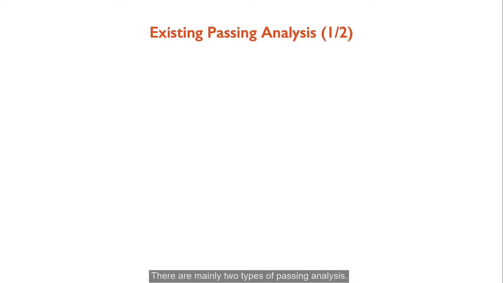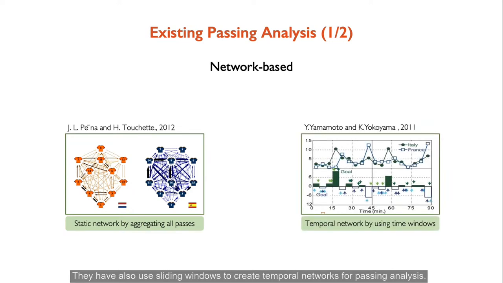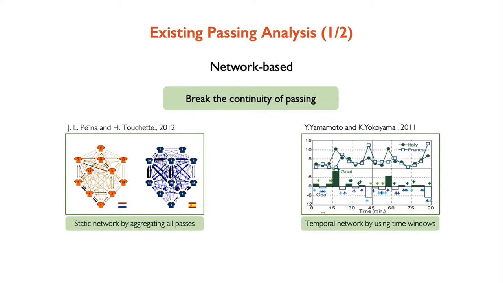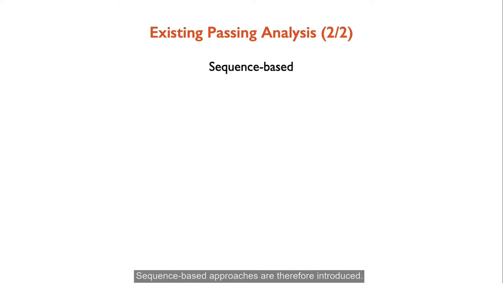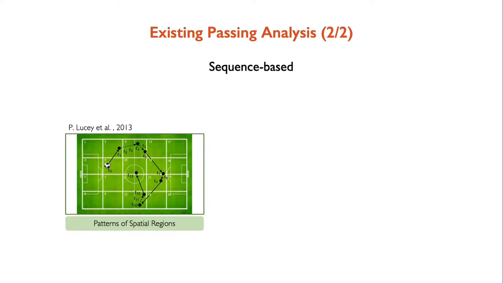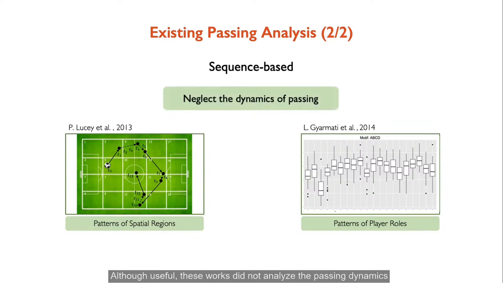There are mainly two types of passing analysis. The first one is network-based approaches. For example, researchers construct passing networks and use network indicators to analyze the passing styles. They have also used sliding windows to create temporal networks for passing analysis. However, all these works require an aggregation process that breaks a series of passes into multiple independent passes. Sequence-based approaches are therefore introduced. For example, researchers transform passing to sequences of spatial regions and apply sequential pattern mining to detect spatial patterns. Similarly, some researchers detect sequential patterns of player roles in passing. Although useful, these works did not analyze the passing dynamics as the temporal information of passing is not included.